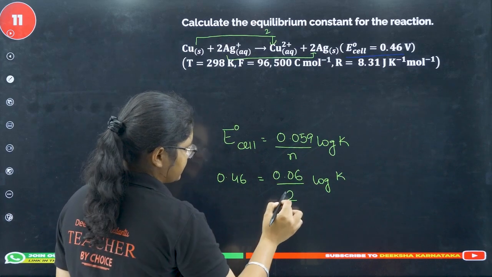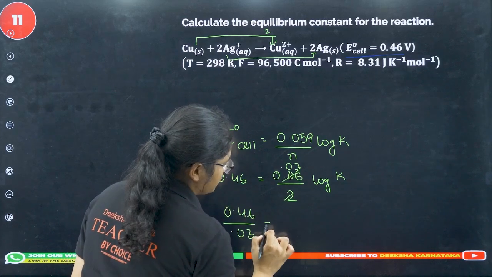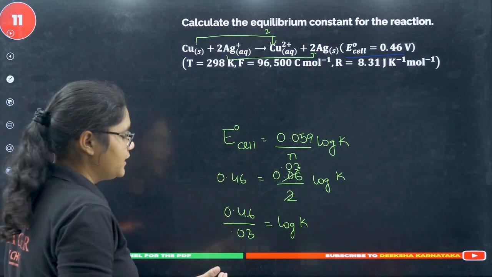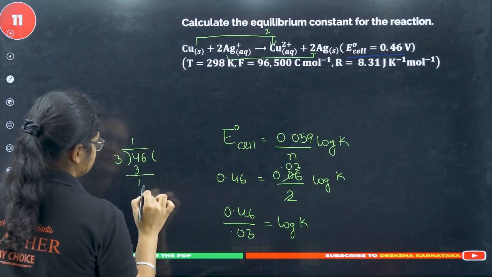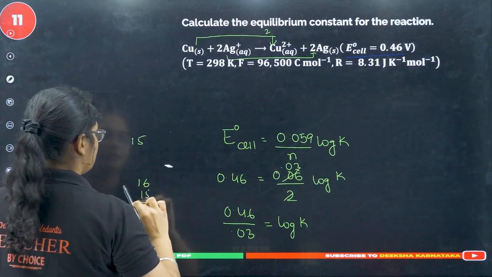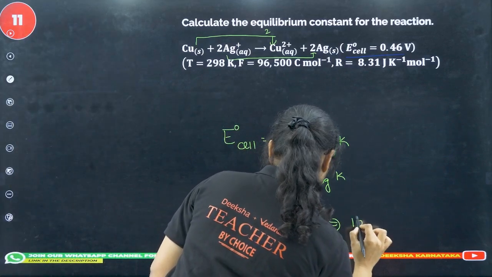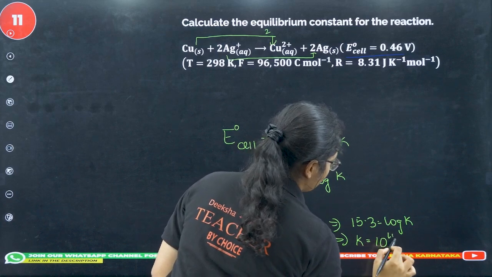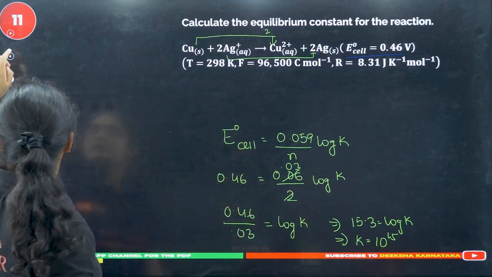Next I can solve it like this: 2 ones are 2, and I have 0.46 by 0.03 is equal to log of K. So 15 3s are 45, so 15 point something I'll get, or most probably I can have 46 divided by 3. So 3 ones are 3, I have 16, 15, then I have 1, 0, yeah, 15.3 I will get. So I'll get 15.3 as log of K, or round off to 15. So K will be somewhere equal to 10 to the power of 15. This is a rough value, you can do a more detailed calculation. 10 to the power of 15 will be the value of the equilibrium constant.